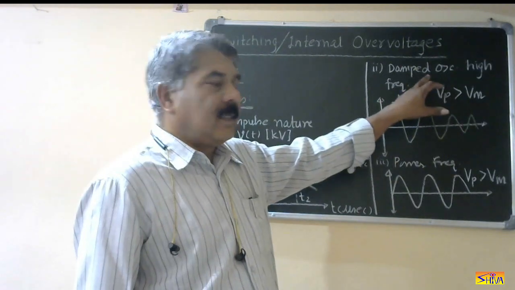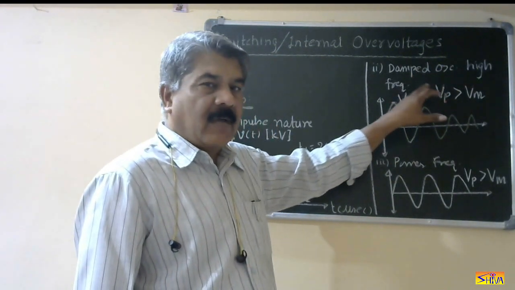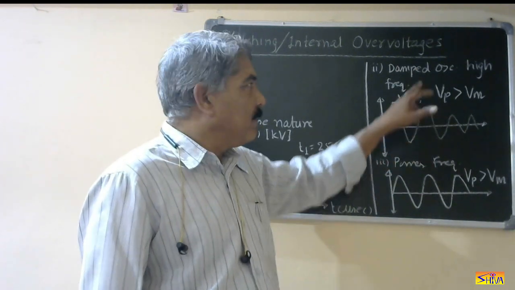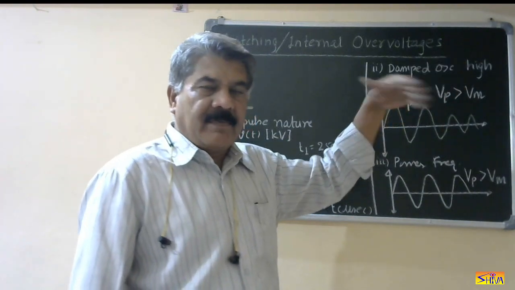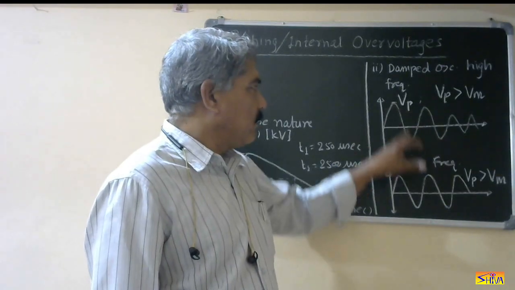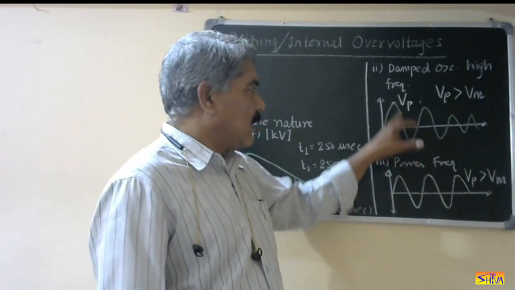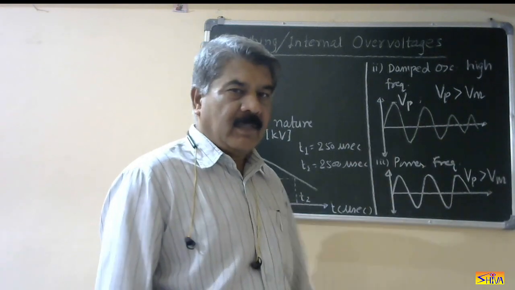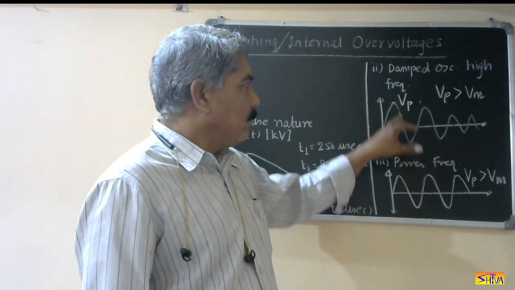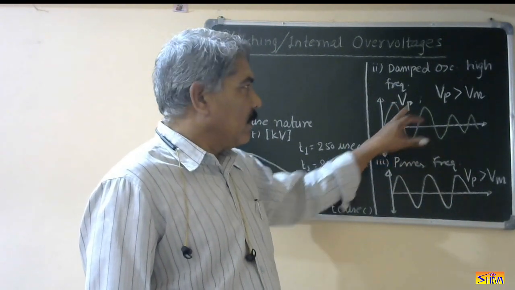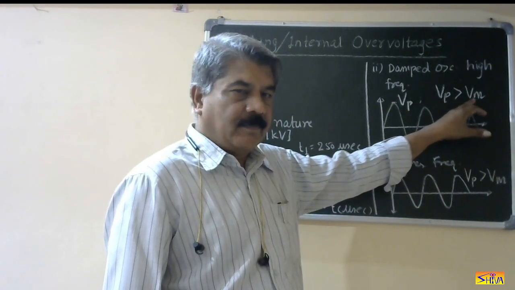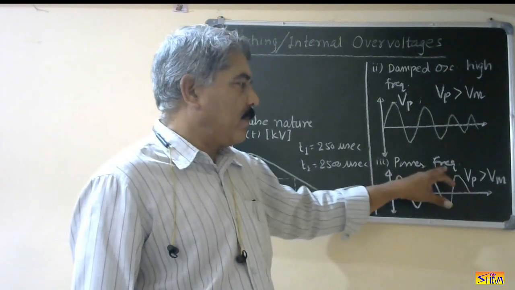Second type is damped oscillatory high frequency over voltage. Damped means oscillations are damping and it is having high frequency. High frequency means higher than normal frequency, that is 50 Hz. So it is oscillatory in nature. Damped means magnitude is progressively reducing. But this Vp, the peak value attained by the first peak, is greater than the peak value of normal system voltage.